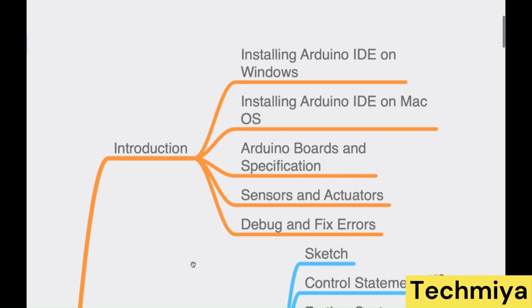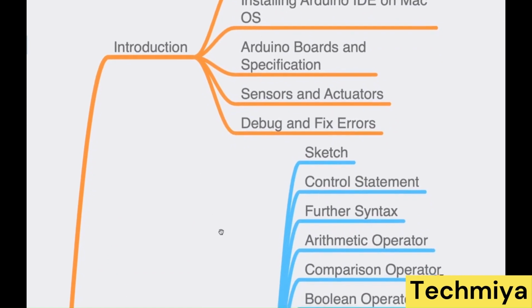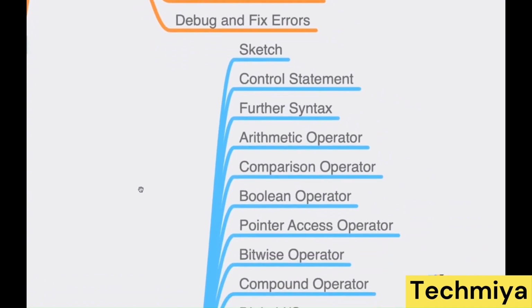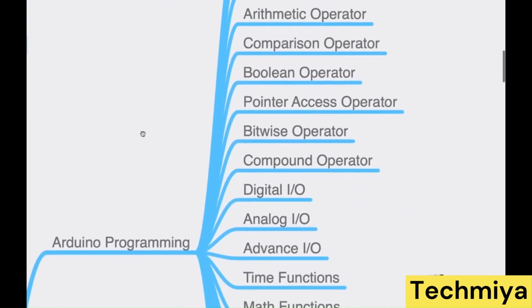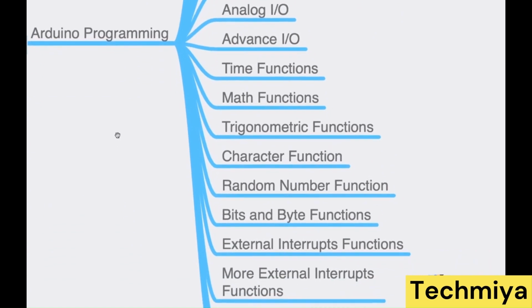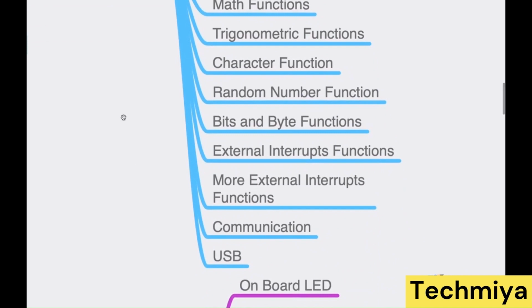Next, we will be learning about Arduino programming. In Arduino programming, you will learn what sketches are, that is the structure, the control statements, further syntax, arithmetic operator, then you have comparison operator, boolean operator, pointer access, bitwise operator, compound operator, digital IO, analog IO functions, advanced input-output functions, time-related functions, math function, trigonometric function, character function, random number function, bits and bytes function, external interrupts, more external interrupts, communication, and USB. So these are the programming related videos you will be learning.